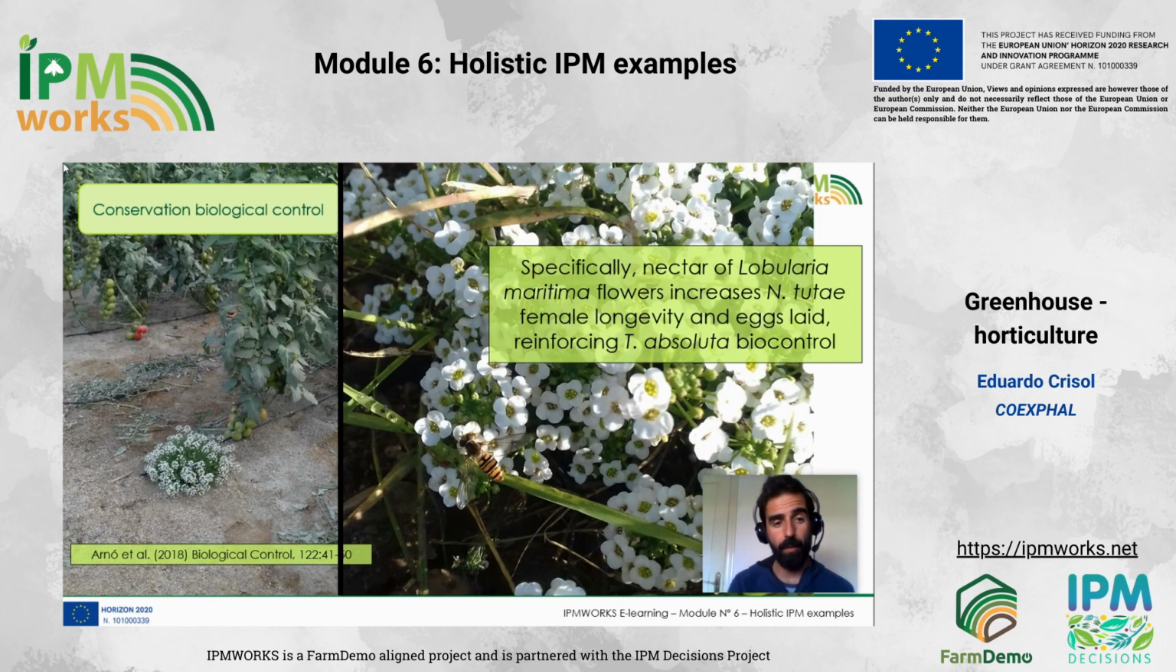Actually, we know through a couple of studies in the literature that specifically the nectar of Lobularia maritima flowers can increase the longevity of Necremnus sutae females and also the number of eggs that are laid by these parasitic wasps. So not only will these flower strips contribute to conservation biological control of a number of pests, but specifically they will boost the biocontrol of Tuta absoluta.